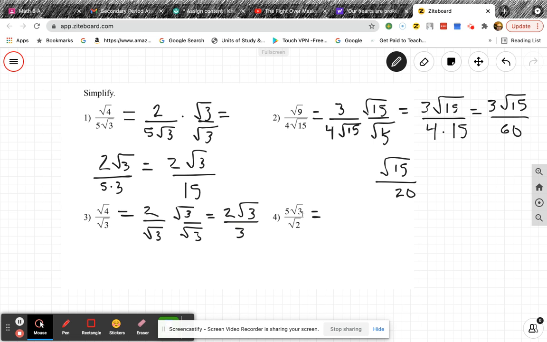For this one, we cannot simplify the numerator or the denominator. So what we do is we multiply by the square root of 2 over the square root of 2. Again, the reason why is because that's what's in the denominator. And you put the same thing, because it's like multiplying by 1. So 5 times the square root of 6. Square root of 3 times the square root of 2 is the square root of 6. Over square root of 2 times the square root of 2 is the square root of 4. The square root of 4 is 2. And that's it. That's all you need to do.